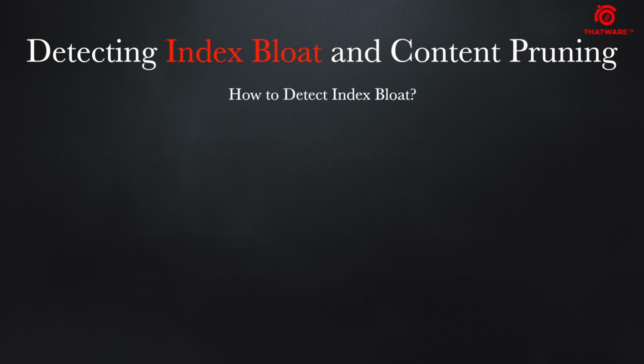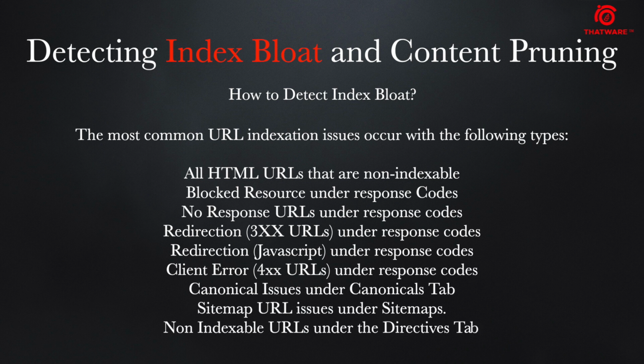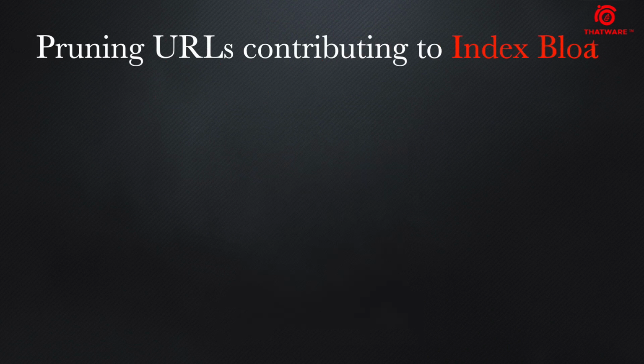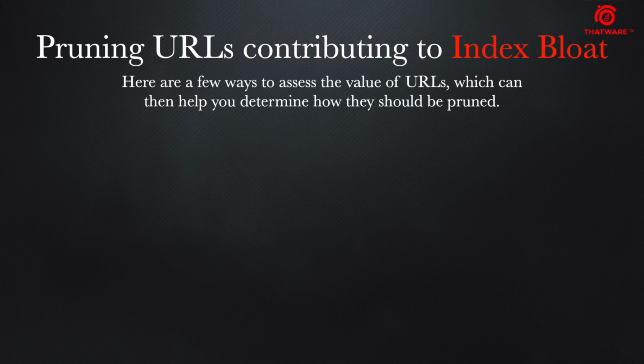Now how do you detect index bloat? The most common indexation issues occur as follows: for example, the 3xx, the 4xx, JavaScript, canonicalization, the sitemap, and so on. You can utilize Screaming Frog to find all of these errors, and later you can fix them with your dev team or your technical SEO team as well. And lastly, pruning contributes to reducing index bloat. There are a few ways by which you can assess the value of the URLs, and then you can determine how they should be pruned.